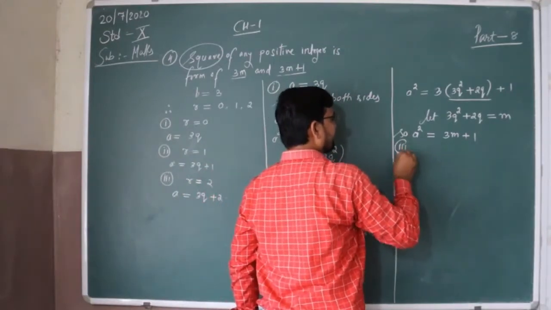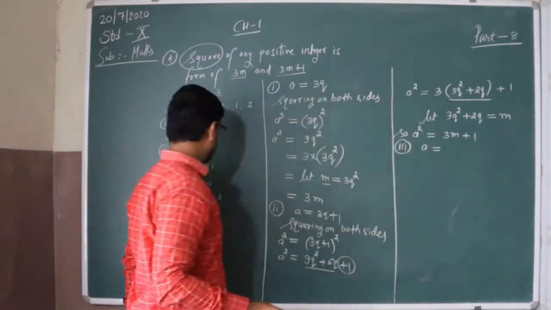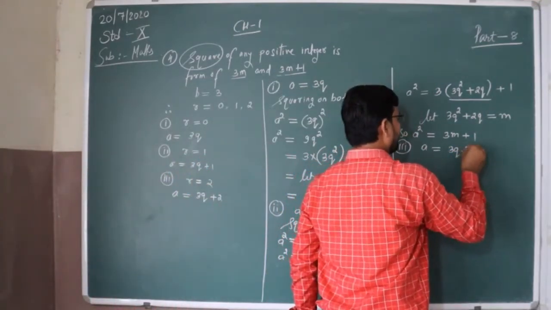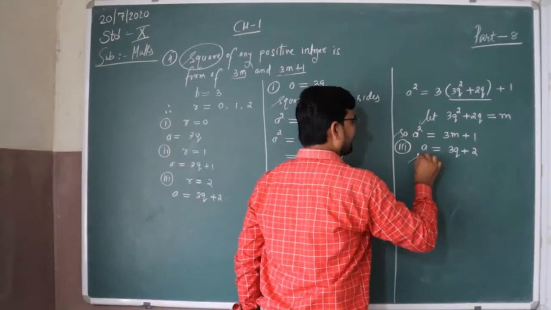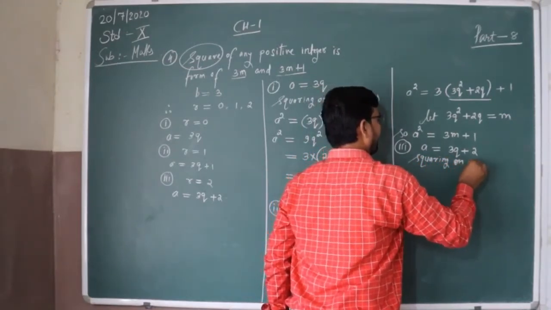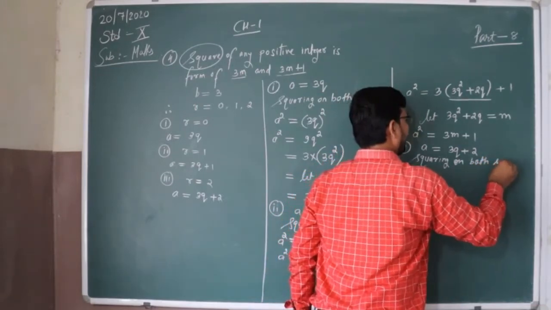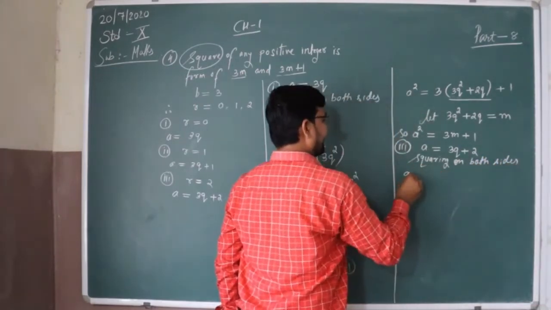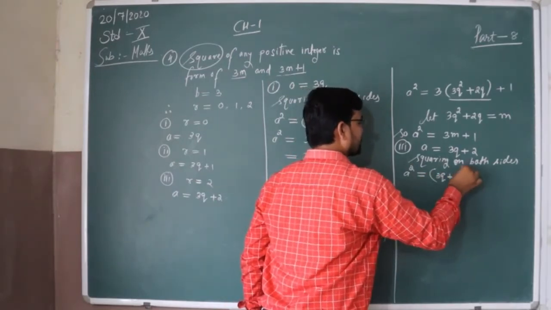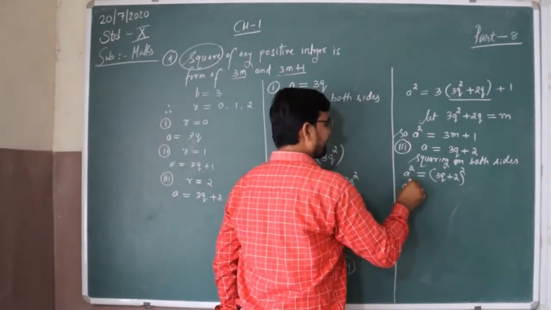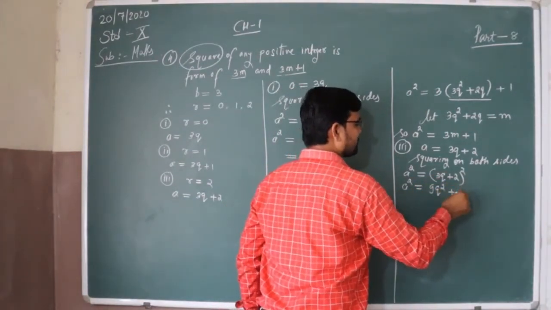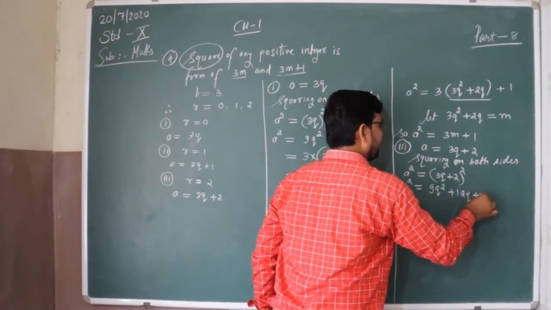Similarly, we will do the third part. In the third one, a is equal to 3q plus 2. Squaring on both sides, we get a square is equal to 3q plus 2 whole square. Here also we will use the formula of a plus b whole square. So this will become 9q square plus 2 into 3 is 6, 6 into 2 is 12q, plus 4.